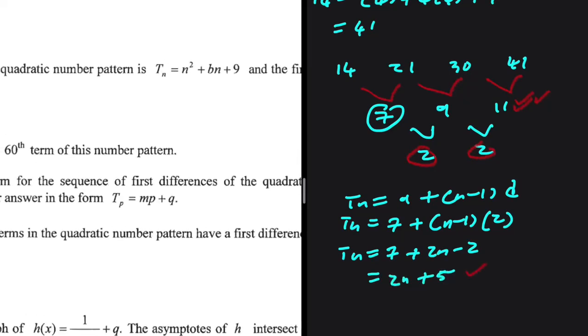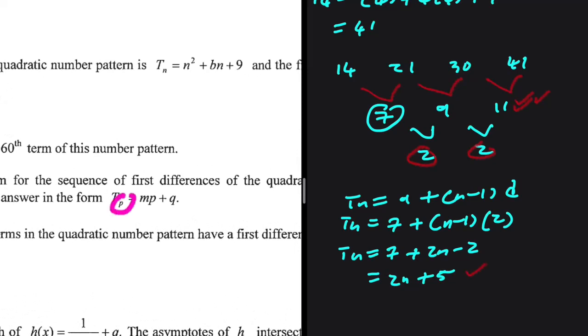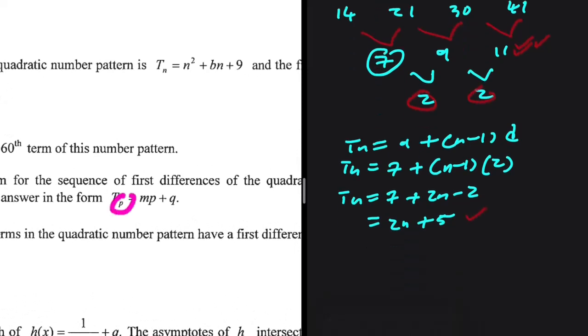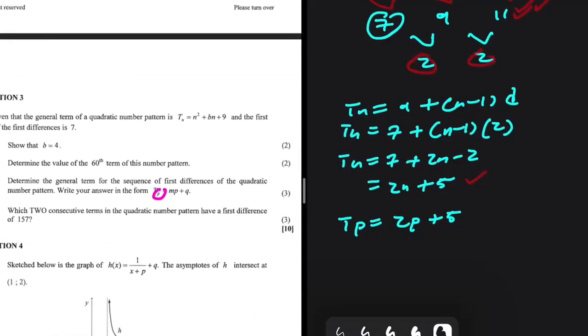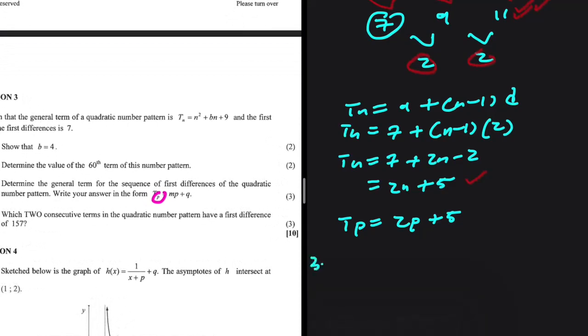We're supposed to call it Tp and not Tn. So let me just rectify that. Tp is equals to 2p plus 5. There we go. Let's go to 3.4. The last question. So in 3.4, which two consecutive terms in the quadratic number pattern have a first difference of 157? Which two terms in the quadratic number pattern has a first difference of 157?